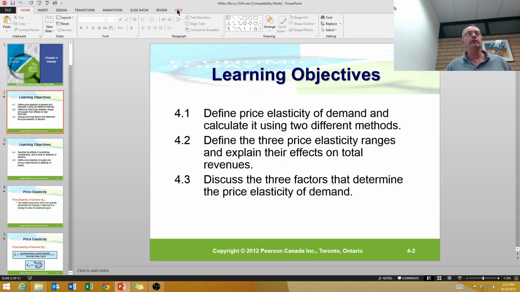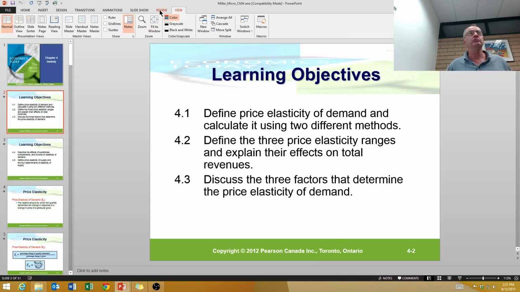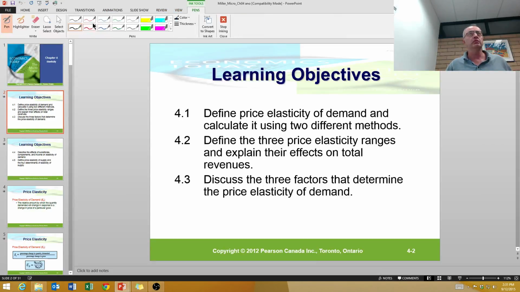So what do we look at in this section? We look at the so-called price elasticity of demand. And we can look at it in two different ways. One, we can calculate the effect of changes in price on quantity demanded, and the other way we can look at it is the effect on total revenues, either for a company or the industry as a whole, from changes in prices.